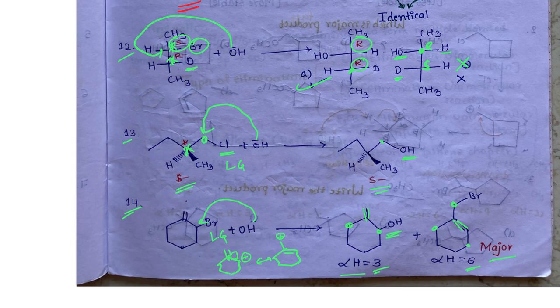So generally everyone will not think about the resonance stabilization; they think directly bromine out, OH in, and tick that product, but you will not focus on the resonance. That's why all of these together are somewhat difficult. By practice you will get these concepts.